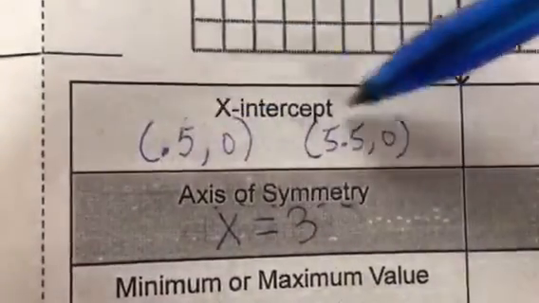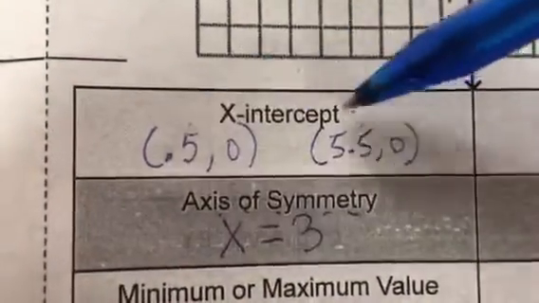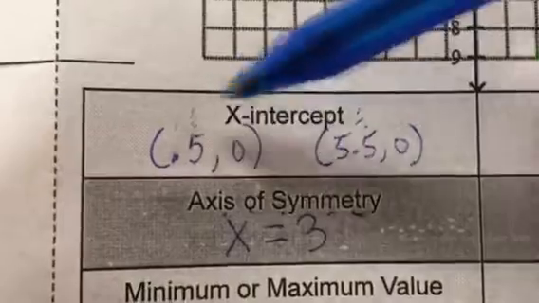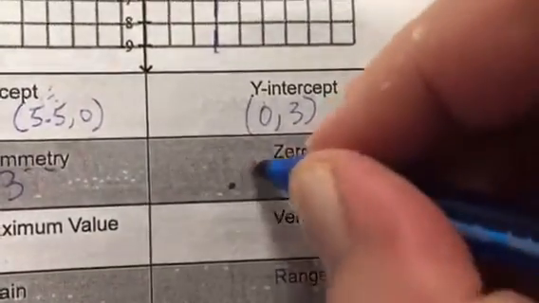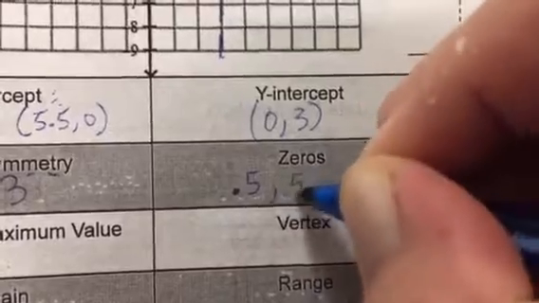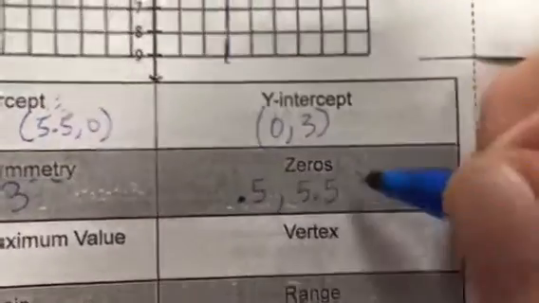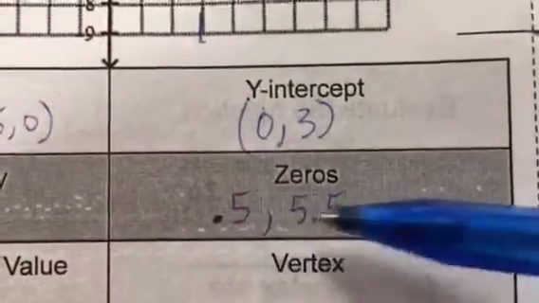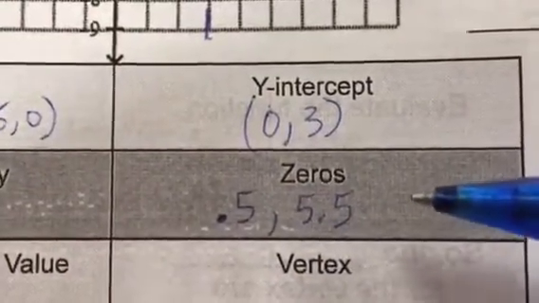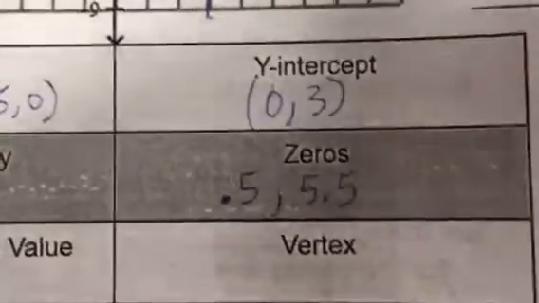So we already found the x values of the two places where it crosses the x-axis, the two different points. So we're just going to write these x numbers as the solutions. So our zeros could be 0.5 and 5.5. Don't put any parentheses around it because it's not an ordered pair. We're just listing all the possible answers that work for the zero of this quadratic.